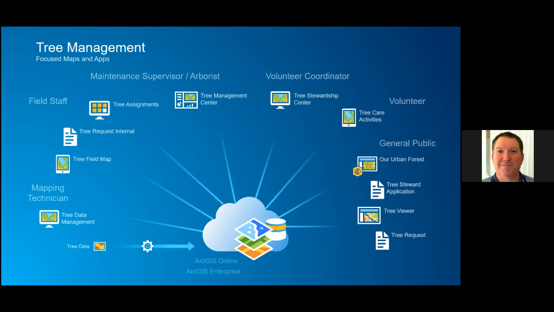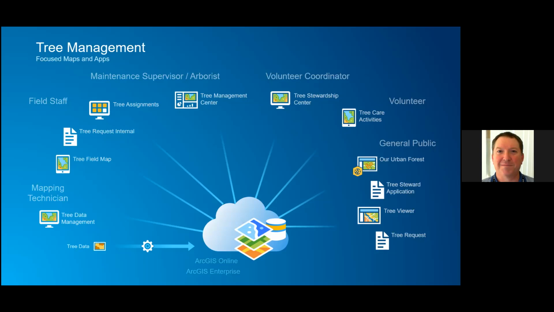We also have, stepping up to more of a 10,000 foot view, components for the maintenance supervisor or the arborist. They can look through the dashboards that we've set up, like this tree management center. And then the volunteer coordination component: internally, managing the volunteer staff, and externally, for the volunteers to be able to go and log their tree care activities. And then some apps for the general public, to say how do we want to interact with the public to communicate the work that we've done on our urban forestry project.